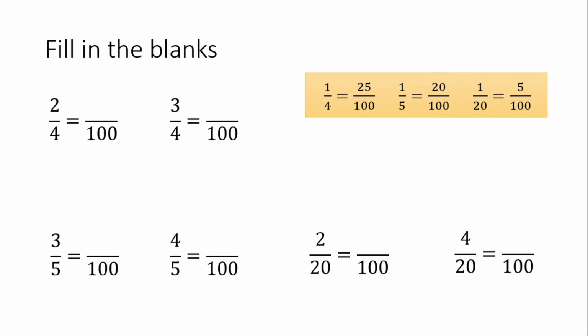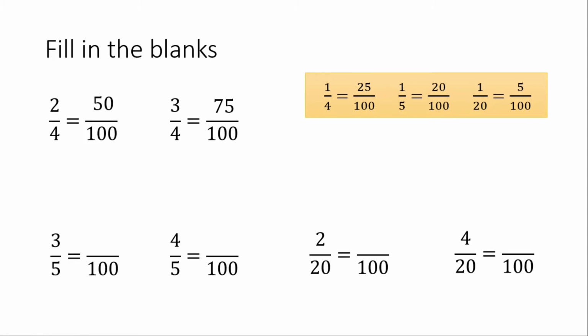All right, let's check your answers. The first fraction is 2/4. And the equivalent fraction for that is 25 hundredths, so we're going to be skip counting by 25. 25, 50. 50 hundredths. The next fraction is 3/4. Again, the equivalent is 25 hundredths, so we'll skip count by 25s. 25, 50, 75. 75 hundredths.